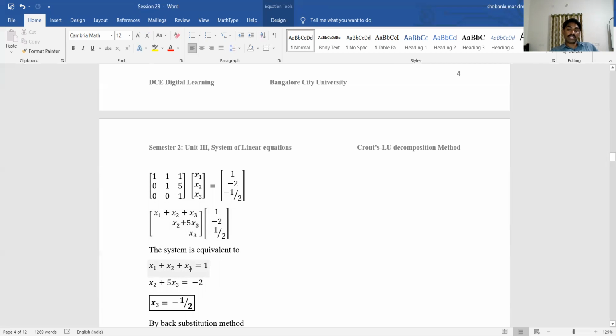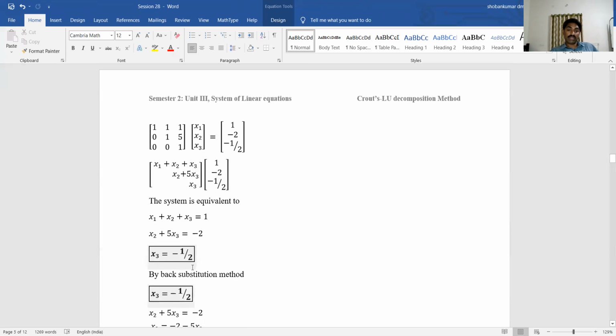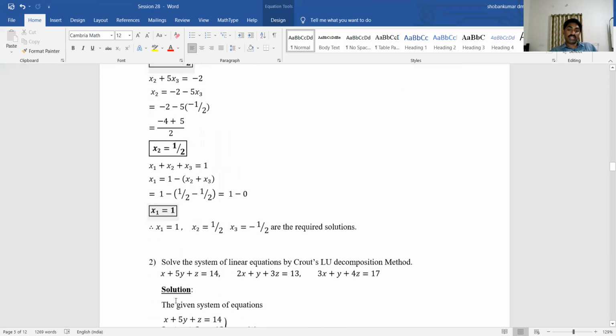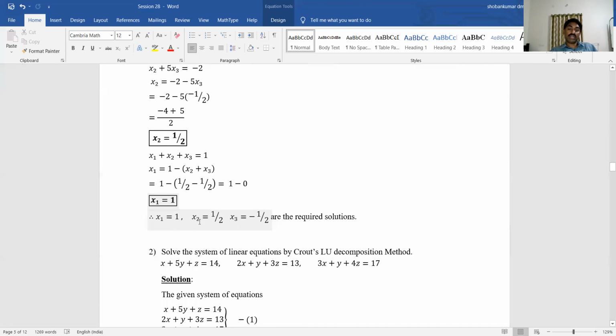X1 plus X2 plus X3 is equal to 1. X2 plus 5X3 is equal to minus 2. And X3 is equal to minus 1 by 2. By the back substitution method, we get X2 is 1 by 2 and X1 is 1. Therefore, X1 is equal to 1, X2 is equal to 1 by 2, X3 is equal to minus 1 by 2. This is our required solution of the given system of linear equations according to Crout's LU decomposition method.